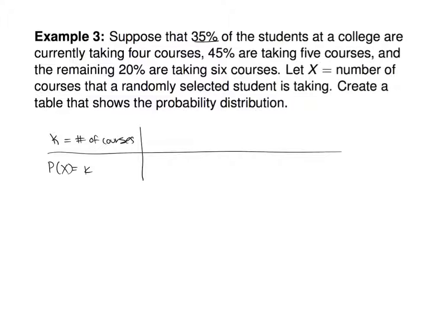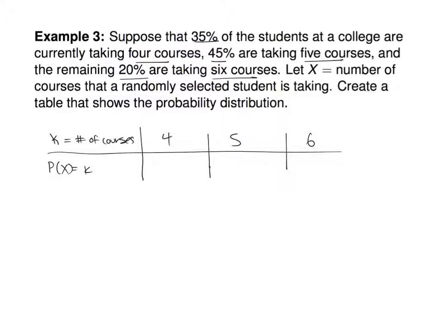So 35% are taking 4, 45% are taking 5, and 20% are taking 6. So at this college, does anybody take less than 4 classes? No. So across the top column of this table, you'll put the possibilities for the x. Those are listed as k's because k is a specific value x can take on. So what are the values that can go in for k? 4, 5, and 6.